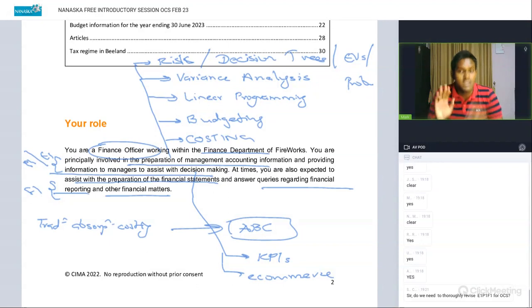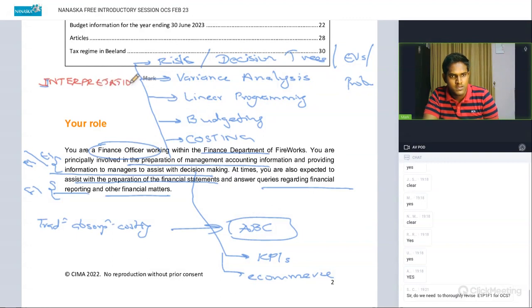Remember, you won't have calculations in the exam. There is very minimal calculation, maybe 5 to 10%, or let's say 5%. The examiner will do all the calculations for you. What you have to do is what? What is expected from you is interpretation.